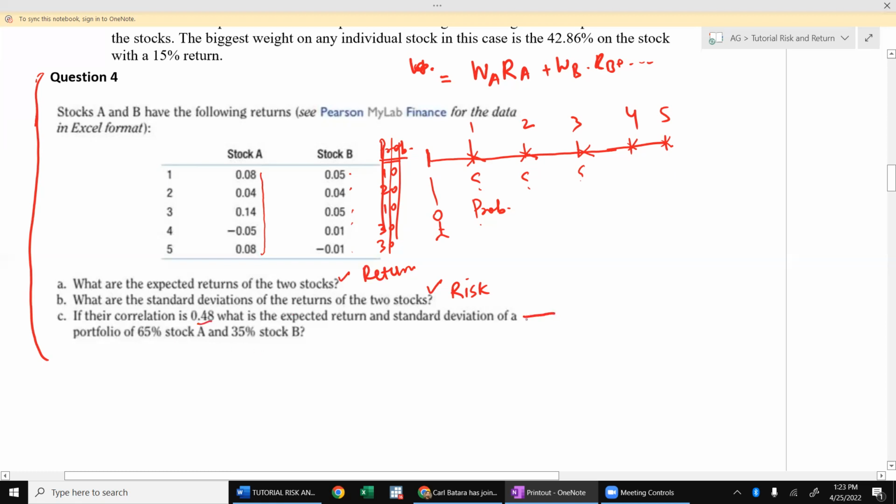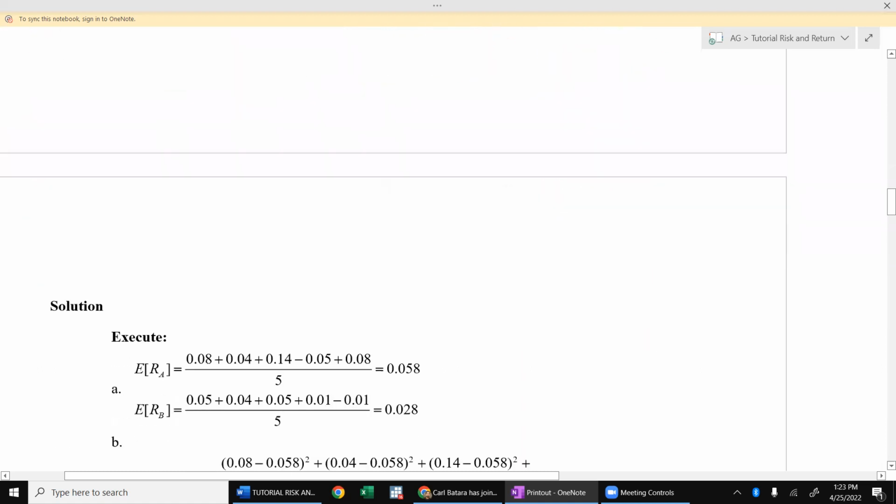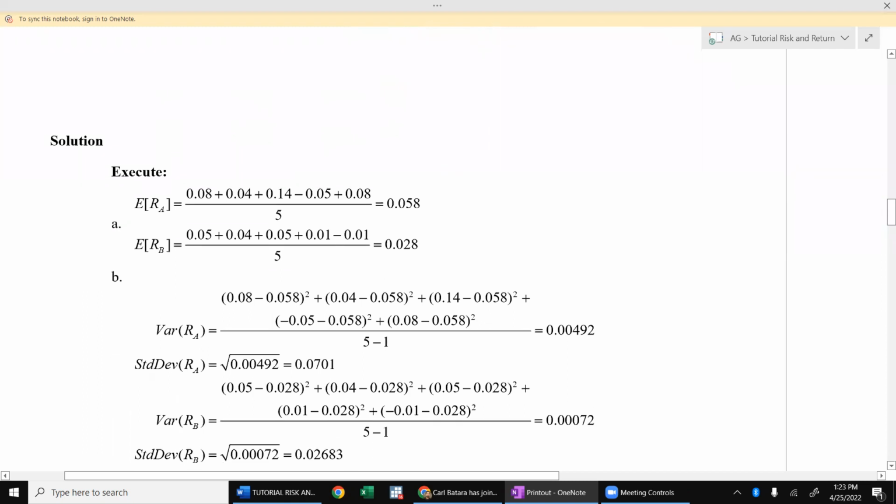So in this part, we will calculate the expected return of the portfolio and the variance of the portfolio. Okay, so we need to calculate that. We have covered all of that in the question. Now, first of all, let's look at the solution. It's a very simple equation.